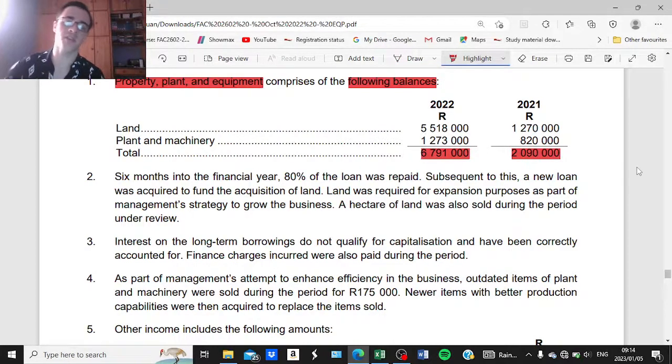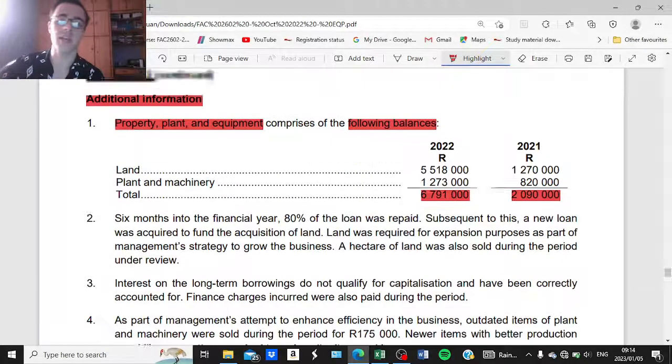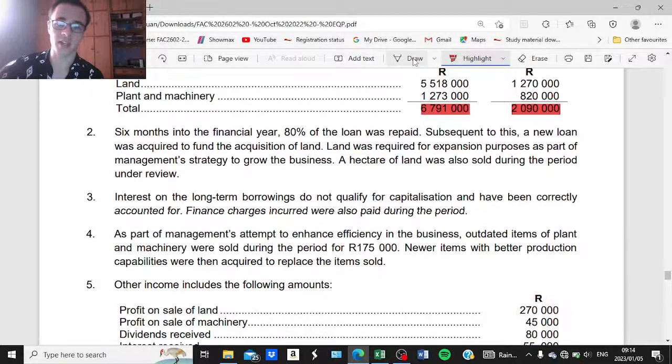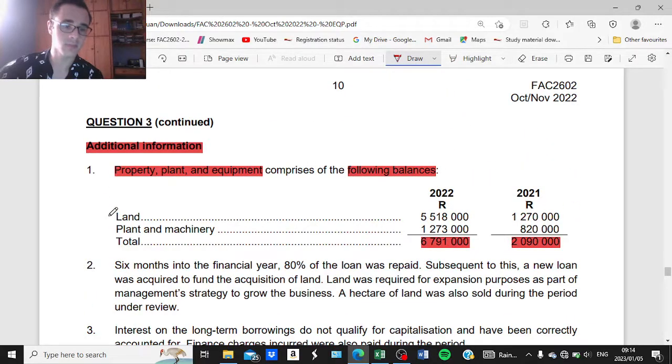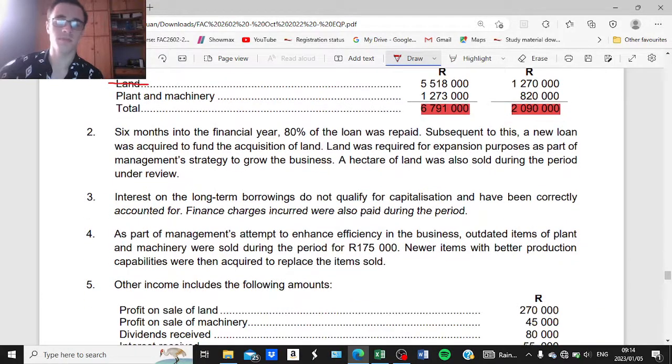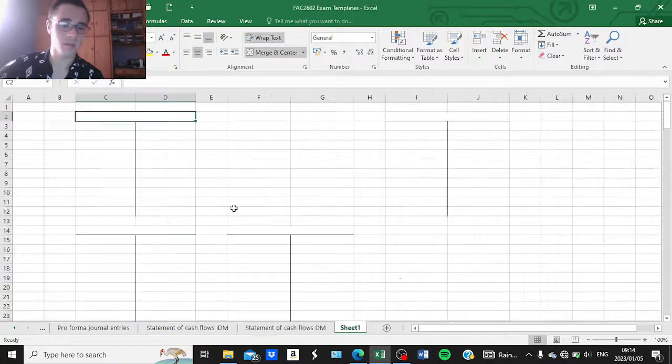Now, for the statement of cash flows question, it is very important for you to be familiar with your general ledger accounts, because your general ledger accounts will help you to determine the correct amount of cash flows that occurred for a certain item. So please make sure that you are able to draft these accounts. So let's start with the general ledger account for land. All right. So let us make a general ledger account for land.